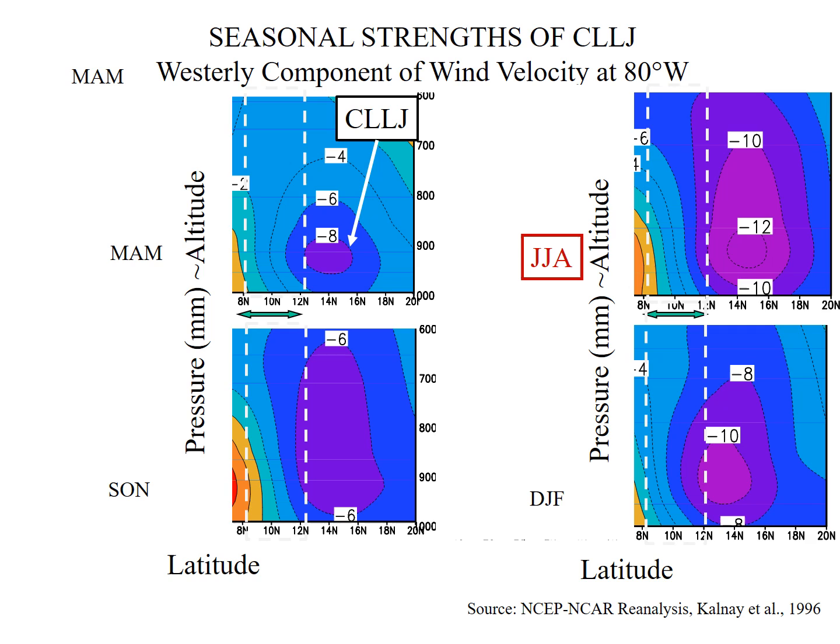What I want you to pay particular attention to is this core of the Caribbean low-level jet that you can see as the purple circle in the top left-hand diagram for March, April, May. It's indicated as -8. Then over here on the right, the season we're interested in, June, July, August, you can see this is now up to -10, -12 meters per second. So that's telling me that this low-level jet has intensified from 8 meters per second in an easterly direction to 12 meters per second.